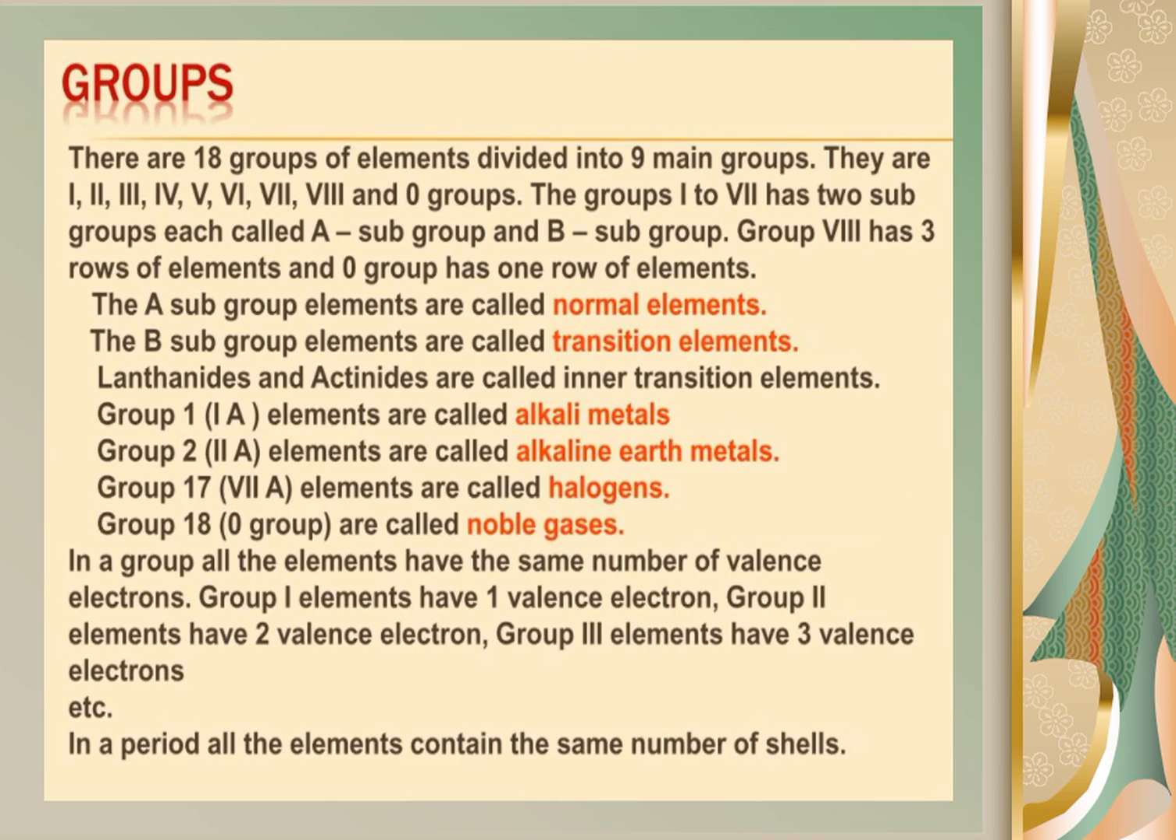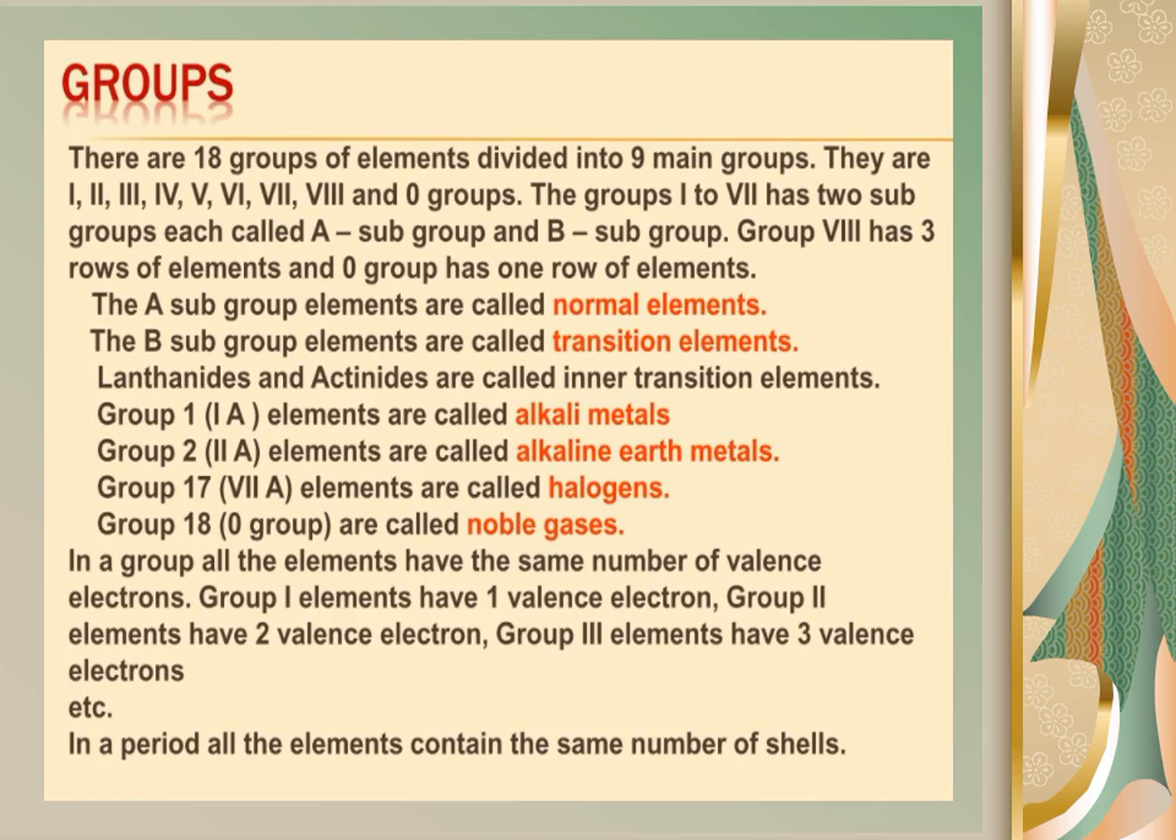Description of groups. Elements of groups 1 and 2 on the left and groups 13 to 18 on the right are called normal or representative elements. Elements of group 1 are called alkali metals and those of group 2 are called alkaline earth metals. Group 13 is the boron family, group 14 is the carbon family, group 15 is the nitrogen family, group 16 is the oxygen family, group 17 is the halogen family, and group 18 is the inert gases or noble gases.